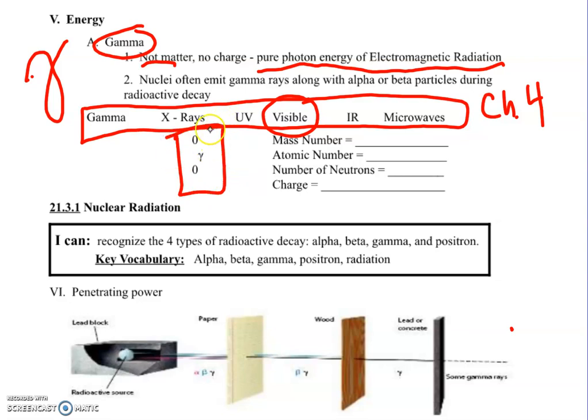So that gamma particle, it's not a particle, it's pure energy, but we kind of represent it with that same particle notation we saw on the previous page. So the mass number, 0, there is no mass. The atomic number, 0, there's no charge. Number of neutrons, 0, charge, 0.